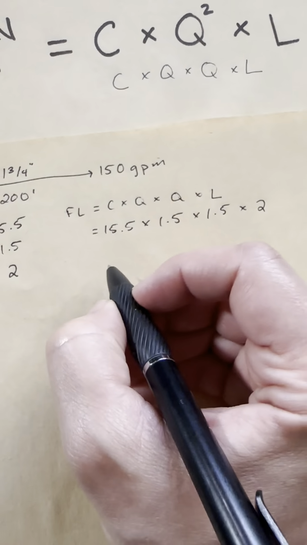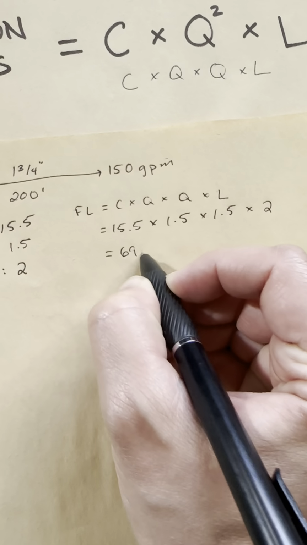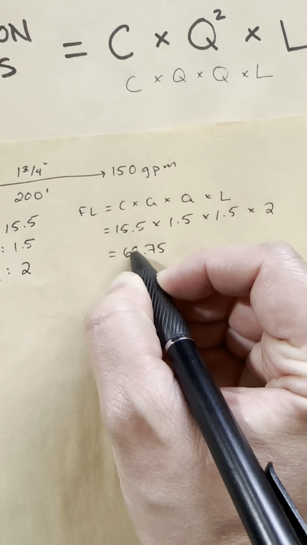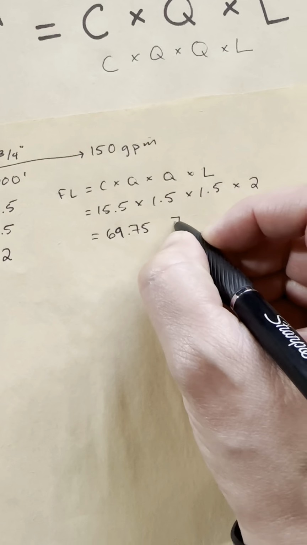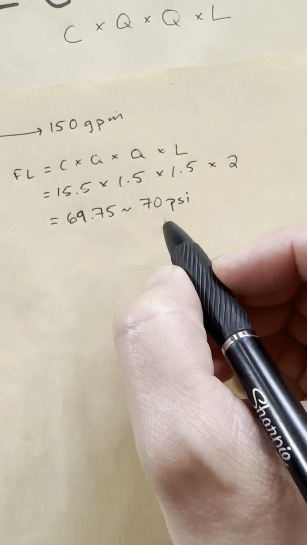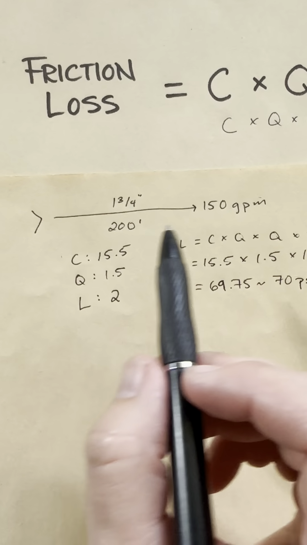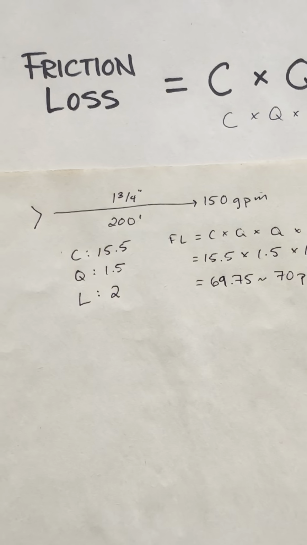Plug that all into my calculator, and I get 69.75. And we're going to round that up to 70. So 70 psi is the amount of friction loss in this stretch of hose. Remind me, why are we doing this?